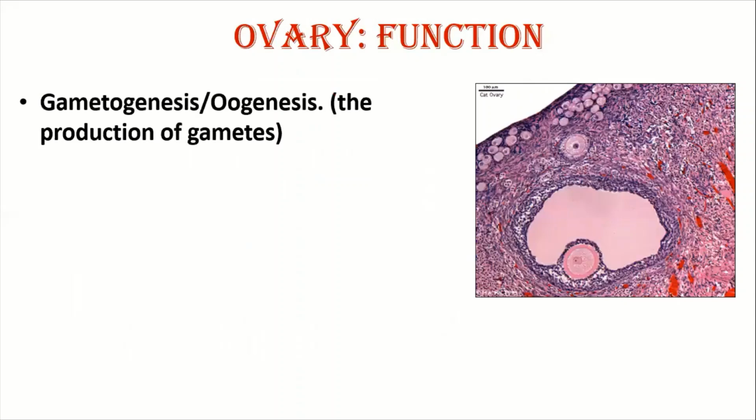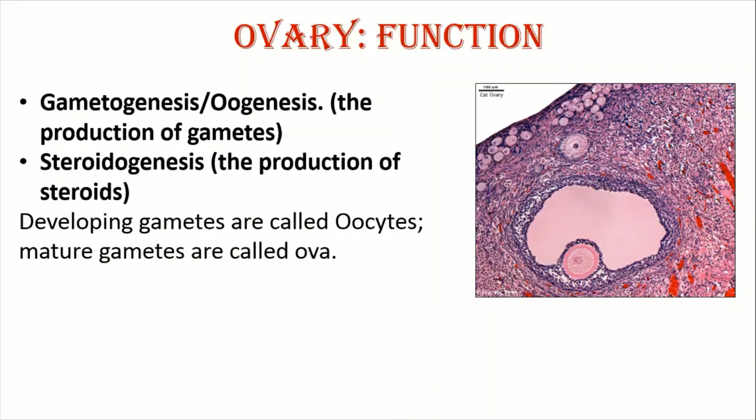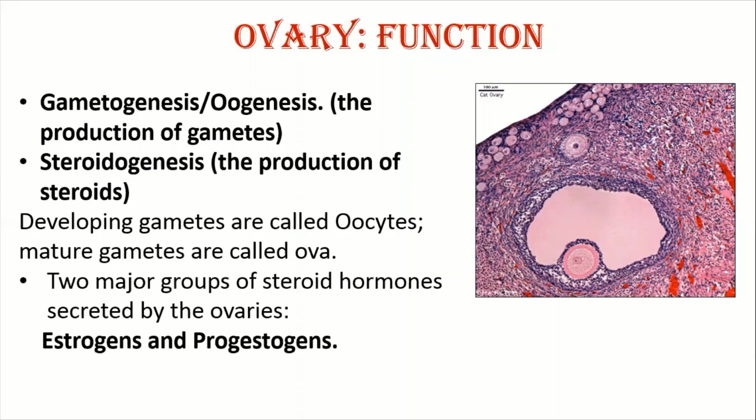So what are the functions? Functions of the ovary, you all know, are gametogenesis or oogenesis, that is production of the gametes. Another very important function is production of hormones, steroid hormones, called steroidogenesis. The developing gametes are called oocytes, and the mature gamete will be called ova. The two major steroid hormones secreted by the ovaries in different stages are the estrogens and the progesterone.